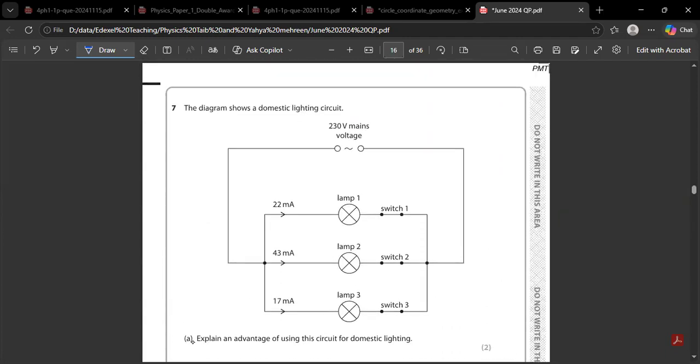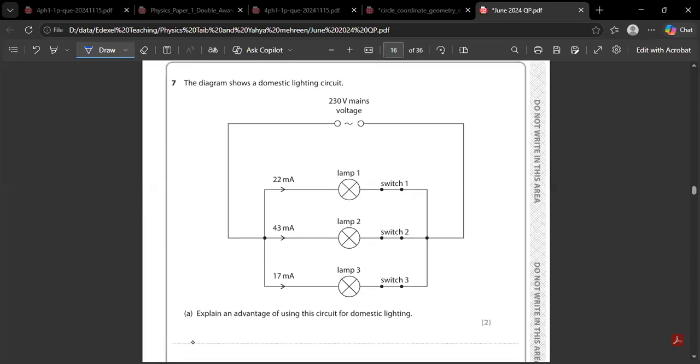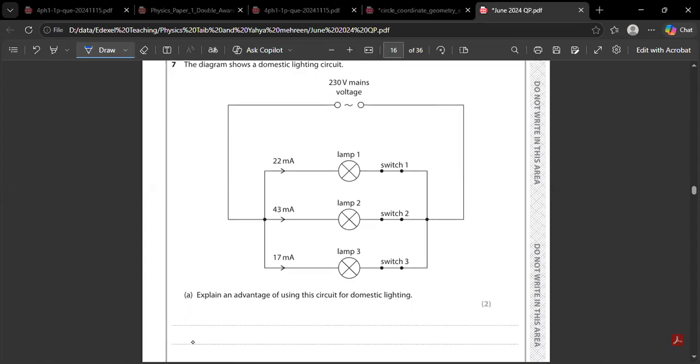Now, electricity. Here's a question of electricity. The diagram shows a domestic lighting circuit, where the main supply is 230 volts. The three lamps are connected in parallel, and each lamp has a separate switch. And you people know that in parallel, what divides, and in series, what remains same?